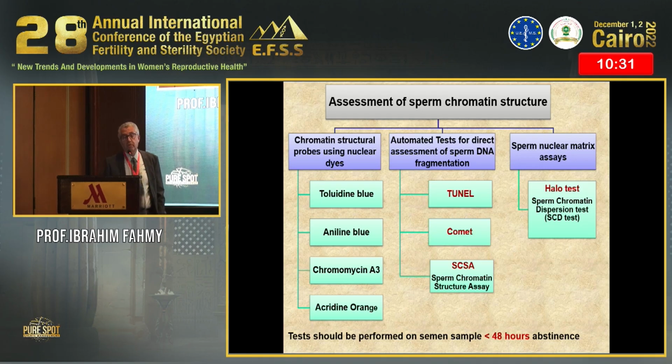These tests should be performed, and it is very important to tell you that it should be performed after not more than 48 hours of abstinence. Usually, when we do a semen analysis, we ask the patient to abstain for 3 to 5 days or even 1 week. If you do a sperm DNA fragmentation test after a long abstinence, this will affect the results and increase the sperm DNA damage. So we have to make sure that the patient gives the sample after 1 day or maximum 2 days of abstinence.